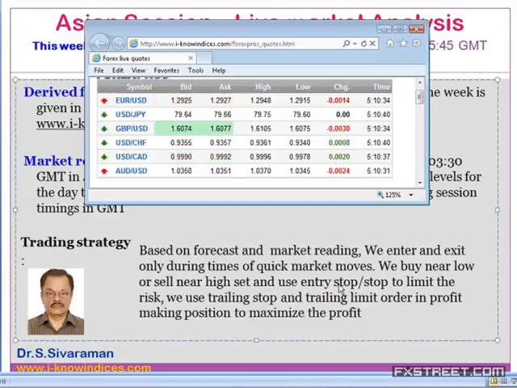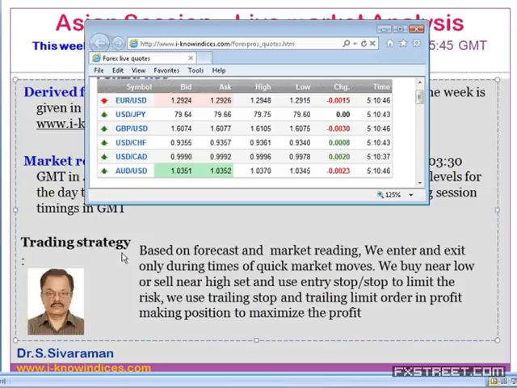stop to limit the risk and use the stop in a profit making position and try to move the limit away from the market, and also the trailing stop in the profit making position, thereby we can maximize the profit. So keeping this as the objective, we are using the derived forecast and the market reading as a guidance, but we focus on the trading strategy in order to earn money from the market.